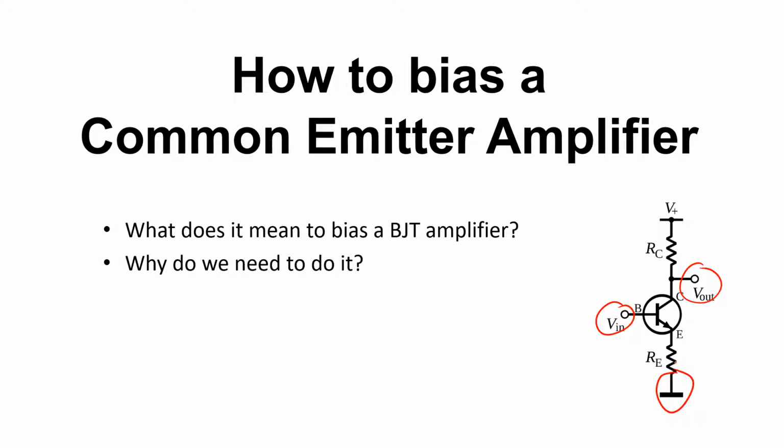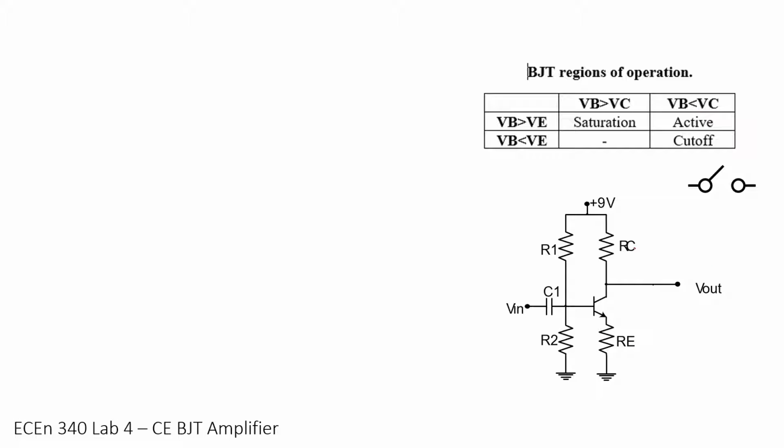Now, we need to bias it to make it work, so we're going to talk about what that means and why we need to do it. The BJT operates in different regions. We need to be in the active region for this to operate properly as an amplifier. So that's why we need to bias it. Our goal is to keep it in the active region.